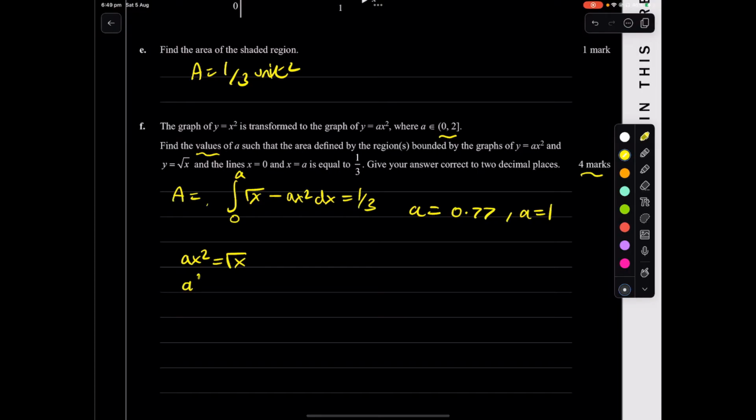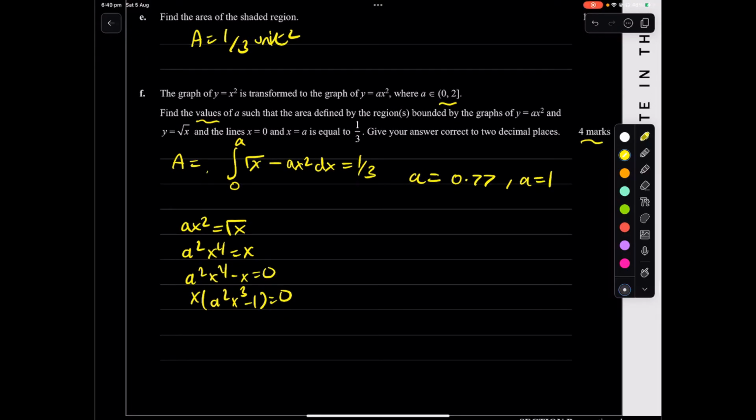If I square both sides, a squared x to the 4 equals x, which means a squared x to the 4 minus x equals 0. Take an x out: x times (a squared x cubed minus 1) equals 0. That's x equals 0, which makes sense, but the other one is a squared x cubed equals 1, so x cubed is equal to 1 over a squared. So x is equal to 1 over the cube root of a squared. That's the value of that intersection.